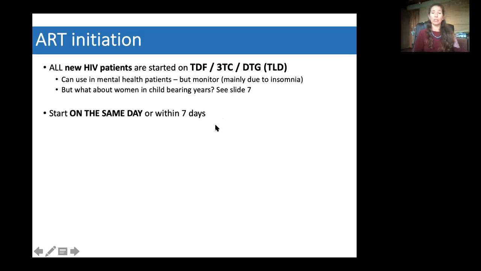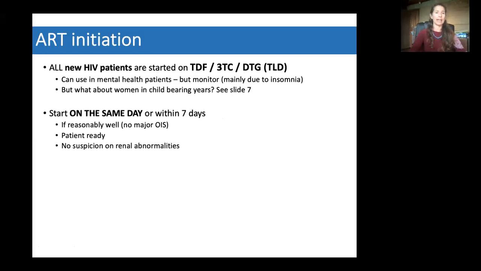So the principle now as well is that as soon as the HIV is diagnosed, you start. In the old days, we had these long preparation processes. If your patient's ready and they're reasonably well, we'll talk about the provisos just now, you're going to start them on the same day. If they're not completely sure, or if you still need to sort out a few clinical things, then you can start them within 7 days, but we don't try and delay at all.